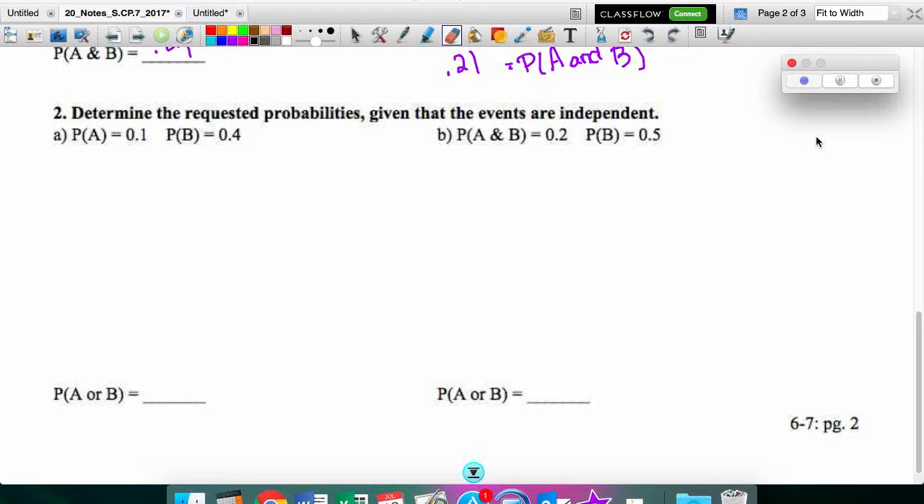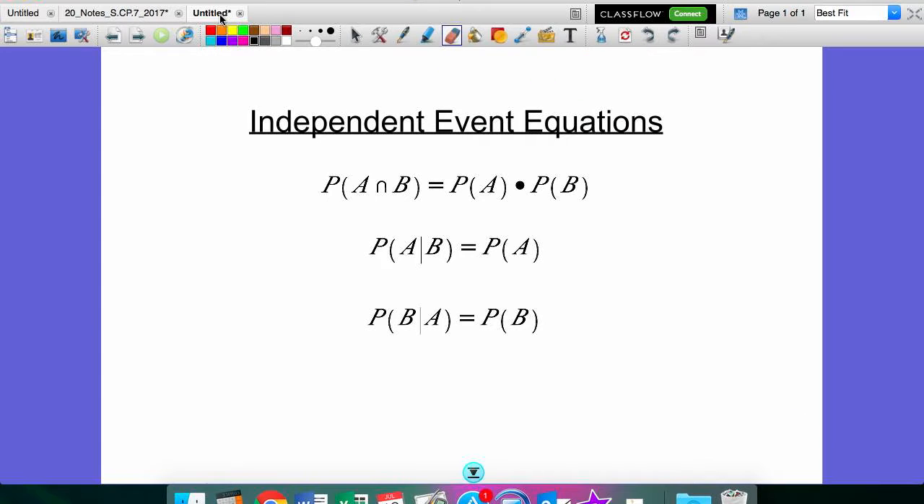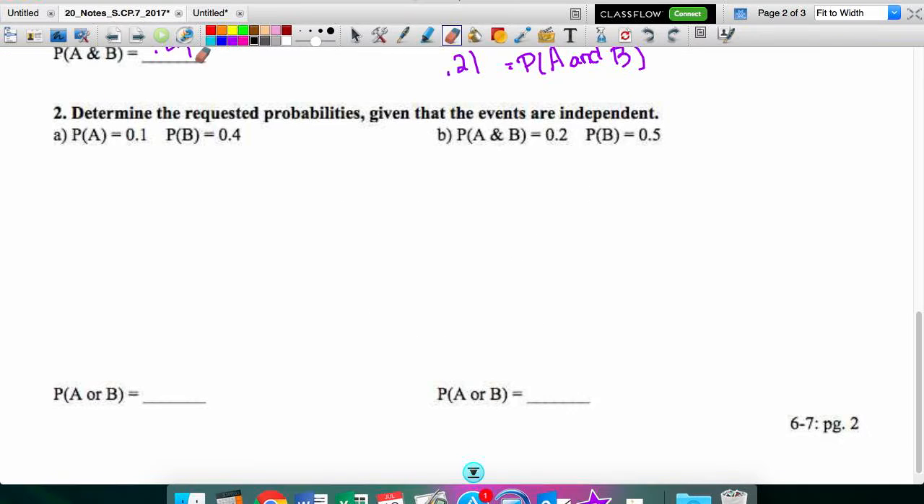Looking at number 2, we want to again determine the requested probabilities. However, if you notice in the directions, we are given that the events are independent. This is extremely important because now that we know the events are independent, we can also use, if needed, the independent event equations, as I have listed here. Our AND probability and the two conditional probabilities. So please keep those in mind anytime you have independent events.